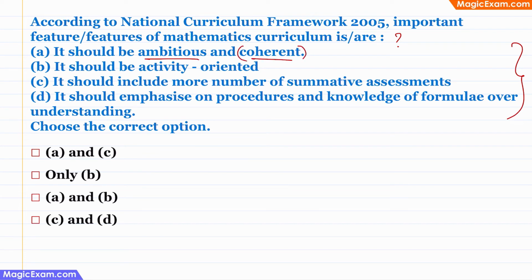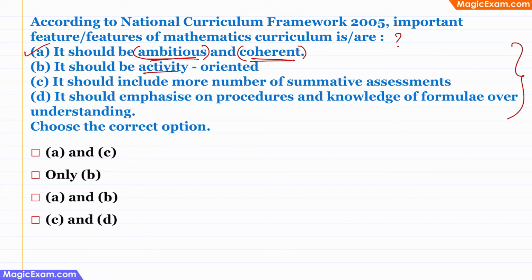Now coherent means there should be some logical connection between the different chapters, and there should be some connection between what is being taught in theory and what is applicable in real life. And it should also be ambitious. In a sense, it should not be just about meeting some basic requirements. It should try to improve the learning and understanding of the students. So it should be ambitious and it should be coherent. It should be relevant. So this is a correct statement.